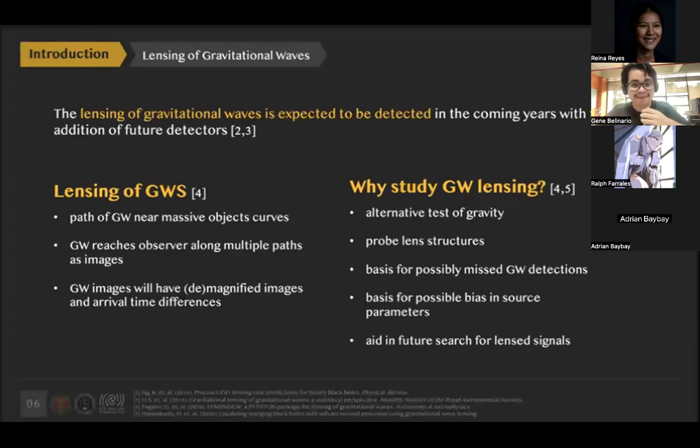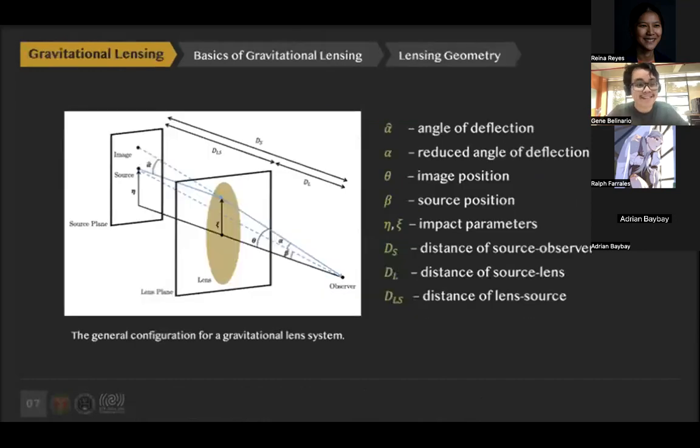And lastly, for the purpose of this thesis, we want to conduct this because we want to aid the future search for lensed signals. Now, we begin by discussing the basic concepts of gravitational lensing. Here in this figure, on your left side is the general configuration for a gravitational lensing system.